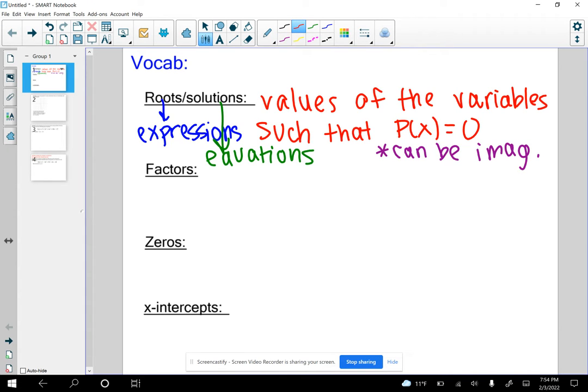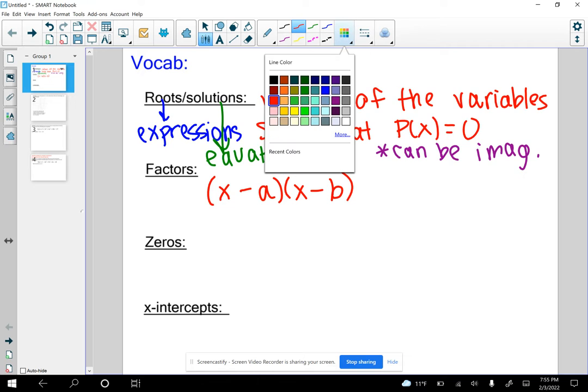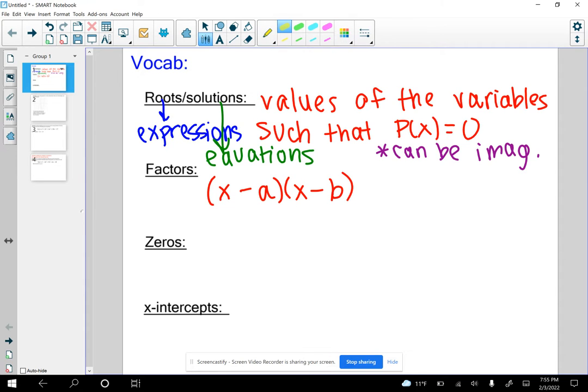Okay. Factors, on the other hand, that looks something like this. So we usually notate them with parentheses, and we have x minus some variable. I'm just going to call it a times x minus some variable b, and these themselves are what we call factors, right? When we have something in factored form, this is what it looks like. We break it down and undo all the distributing, all the multiplication.